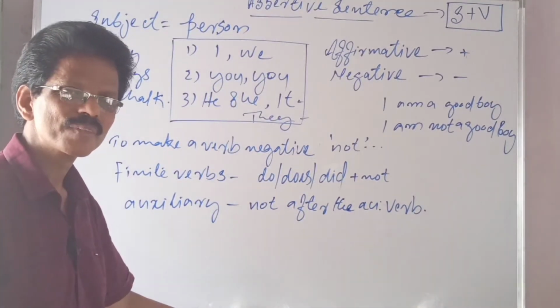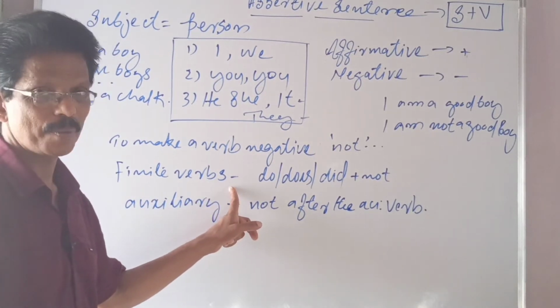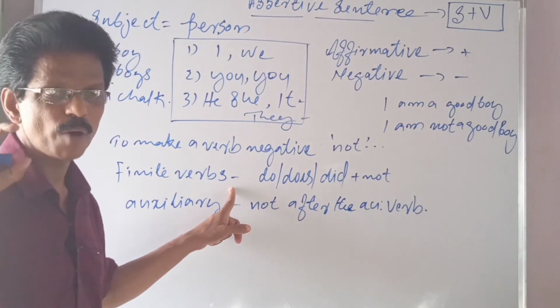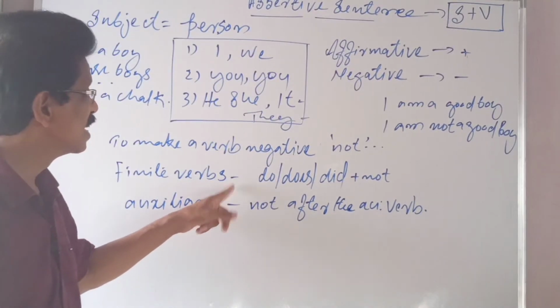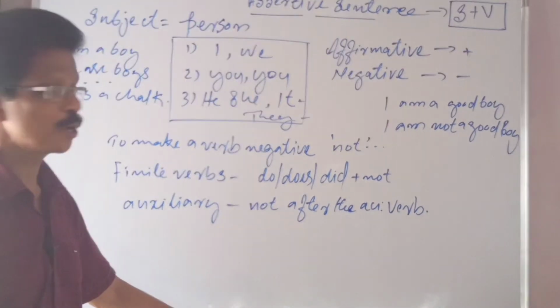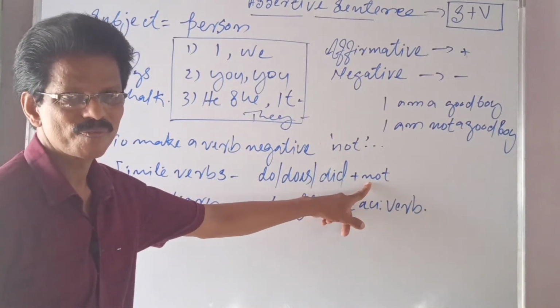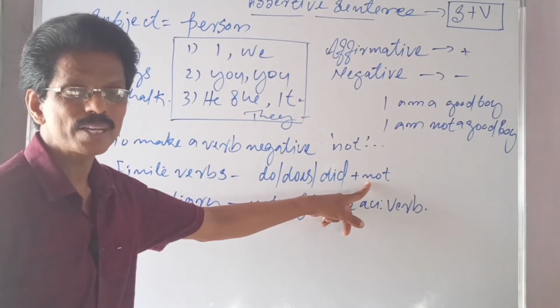Okay? Yes. I repeat, if the verb is finite, meaning a regular verb having V1, V2, V3, and in simple tense form, present simple or past simple, you have to use do, does or did plus not. I eat, I do not eat. I ate, I did not eat.